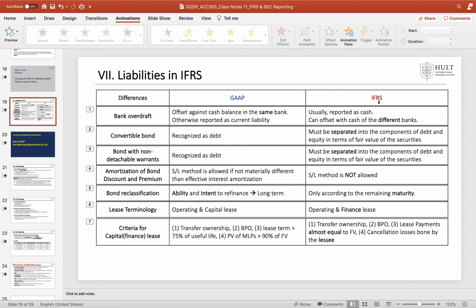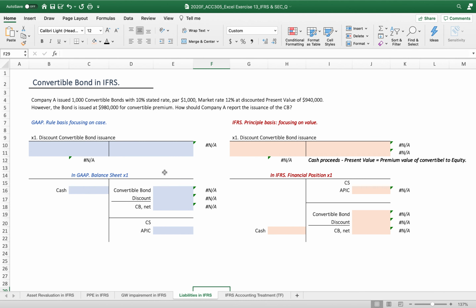But under IFRS, if it is a convertible bond and the market price is different from the present value of this bond, which is the equity premium, it must be separately recorded into the components of debt and equity in terms of fair value of the securities. Let's practice. Company A issued 1,000 convertible bonds with 10% stated rate.